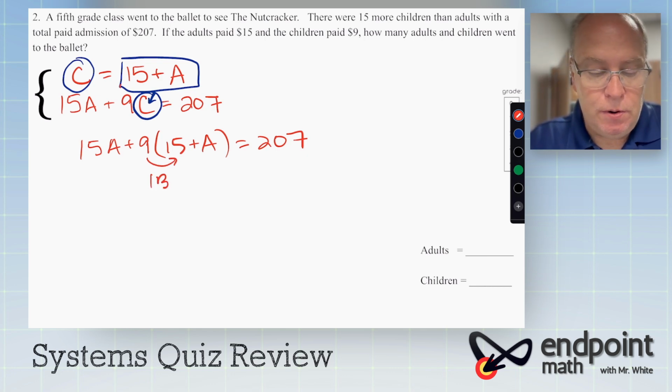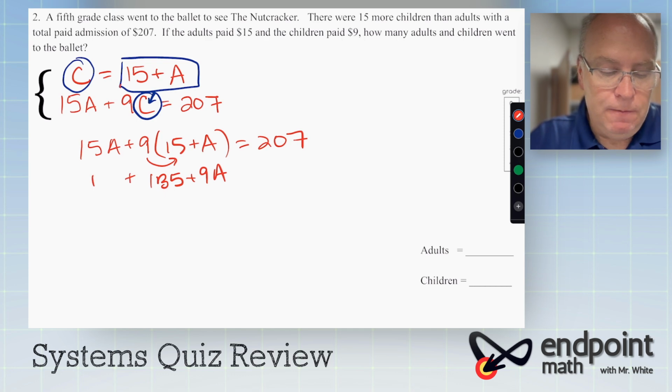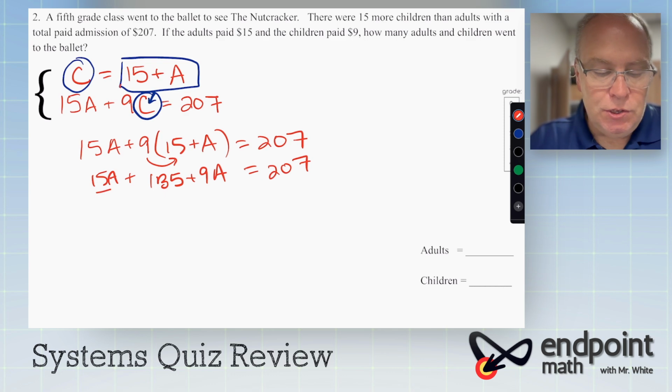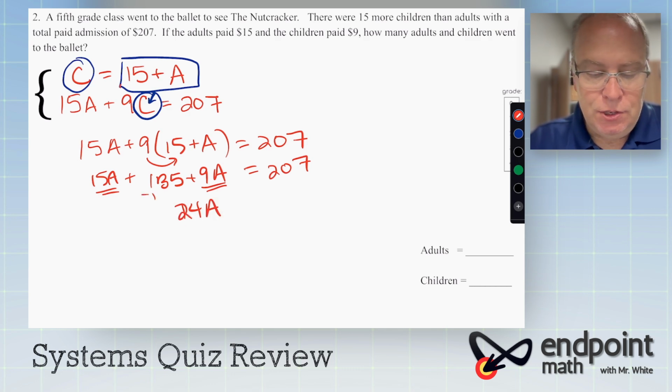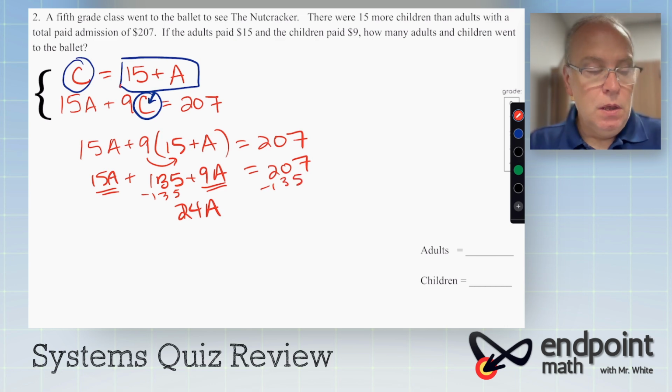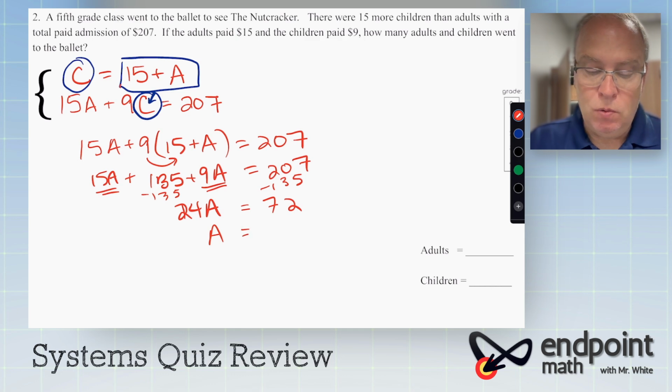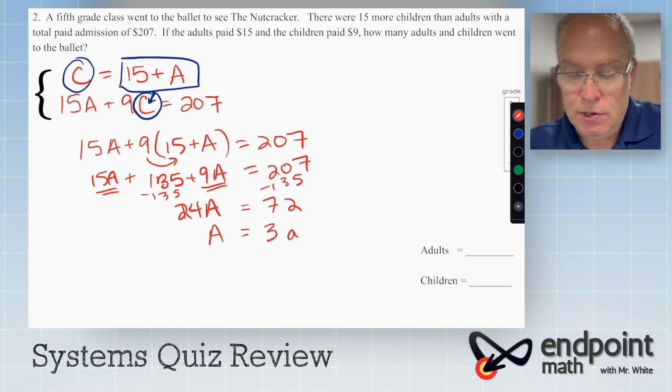So this is 135 plus 9a plus 15a equals 207. Then you just solve this. These guys are on the same side, 24a. And then I could subtract 135 to the other side. So I'll go to my handy-dandy calculator, 207 minus 135, and I get 72. So a equals 3. 3 adults.